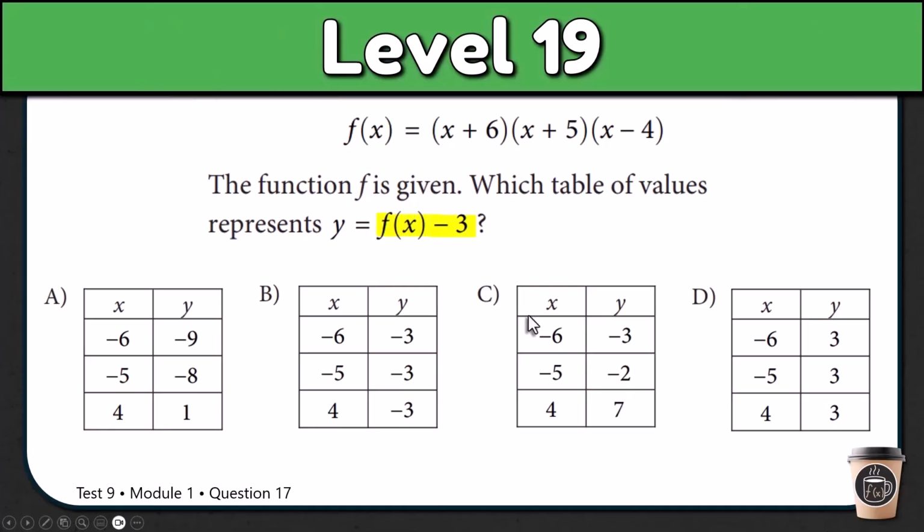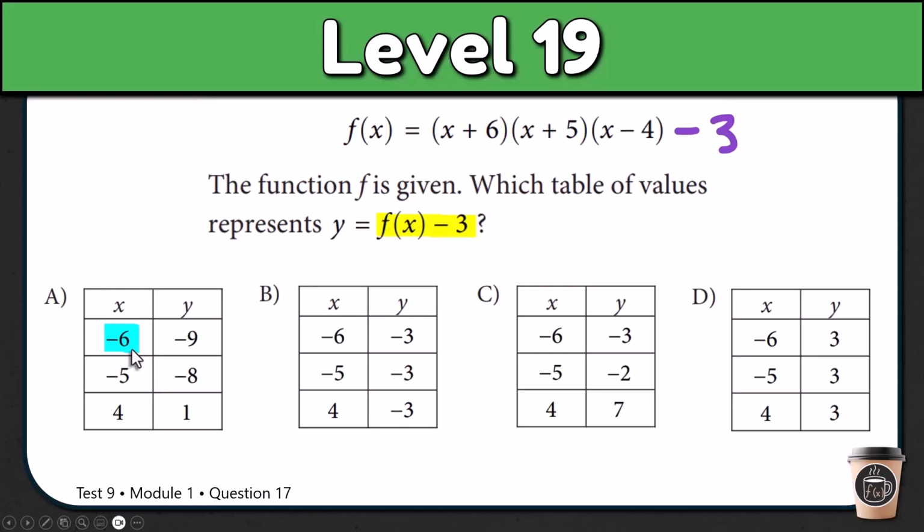This one's a little tricky. What they're saying here is that the answer for this function is minus 3. So this is what we're talking about. You take a number, you plug it in here, and then you subtract 3 from the answer. So I'm looking at this -6, but then I look at all the tables. That's a tip. Look at all the tables. They all have the same X values. So you really just need to figure out what's going on with even one of them.